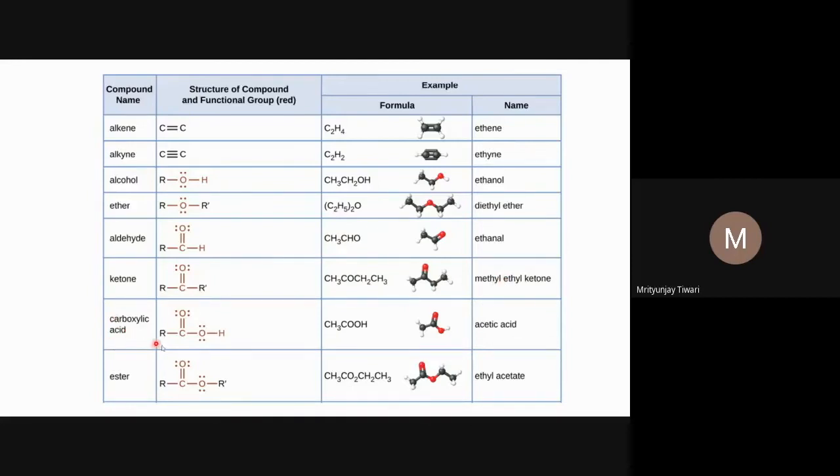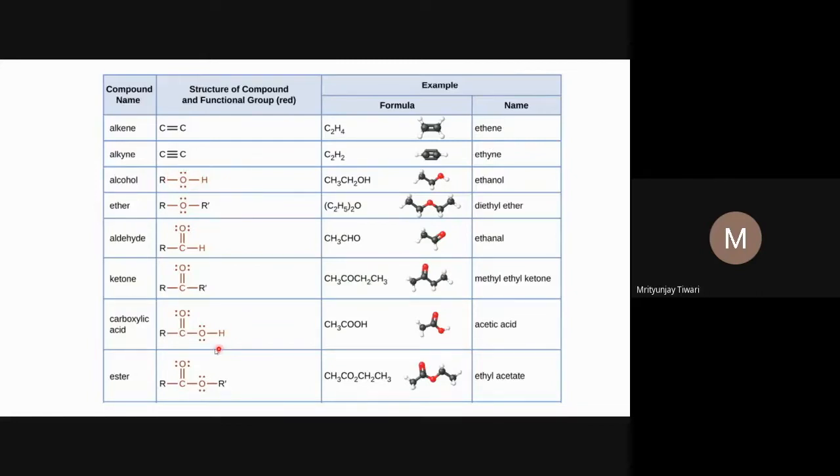Then the functional group is carboxylic acid. Only some important functional groups I have shown here. Now this functional group, carboxylic acid, is R C double bond O. This carbonyl group is there. In the case of this aldehyde, if between this carbon and this hydrogen you add one oxygen atom, this OH group is what we call the hydroxyl group. OH group is also called hydroxyl group.